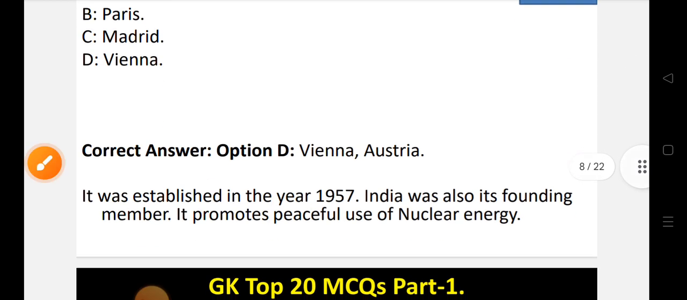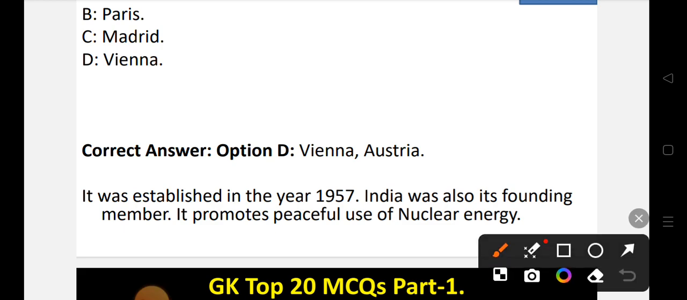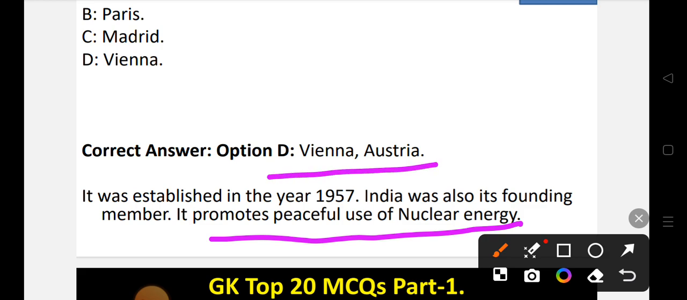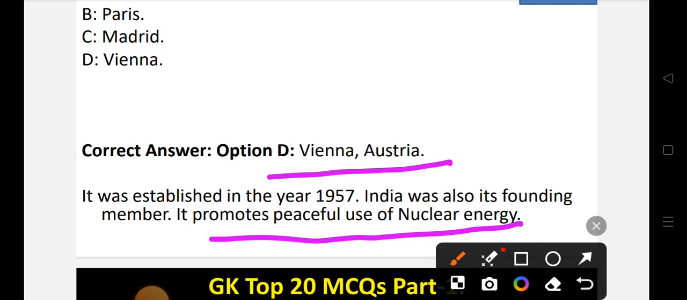Also, as far as the agency is concerned, this agency was established in the year 1957, and India was also the founding member of this agency. Also, it promotes peaceful use of nuclear energy. So this is the main function of IAEA. So it promotes peaceful use of nuclear energy, and it is located in Vienna, Austria.